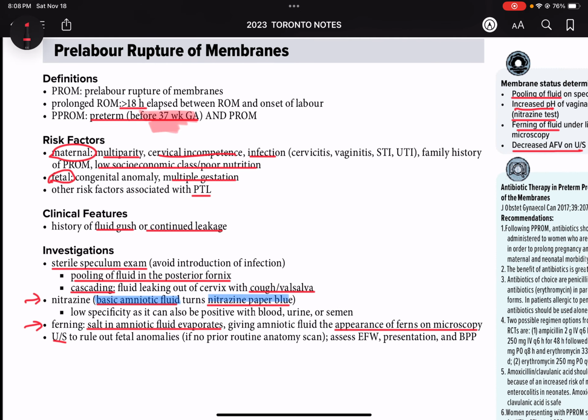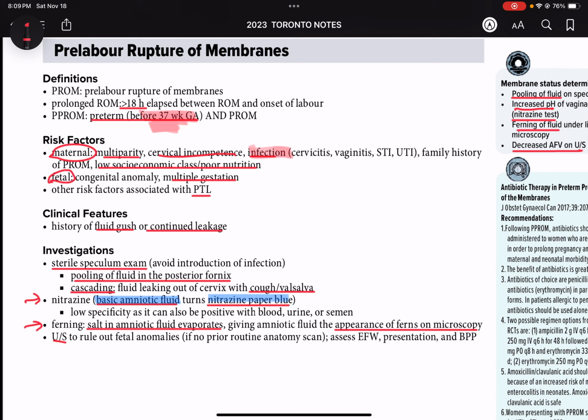It has some risk factors too, like maternal multiparity, cervical incompetence, infection going on, any low socioeconomic class, or because of that poor nutrition, rupture of membranes happens. Infection is pretty common. And in the fetus, it could be because of multiple gestation or any congenital anomalies. Other risk factors are associated with preterm labor.